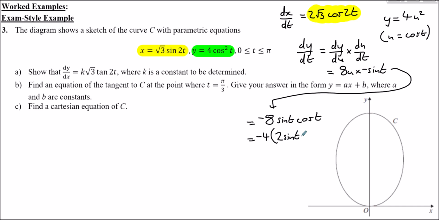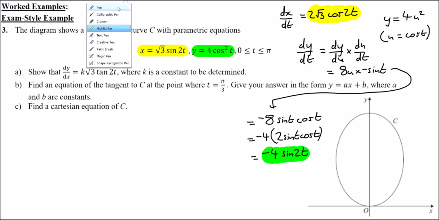And like I say, if we remember our double angle formulae, we know that 2 sine t cos t is the same as sine 2t. So we have minus 4 lots of sine 2t. And so, in other words, if y is 4 cos squared t, then dy by dt will give us minus 4 sine 2t. So now for part A, we've got the ingredients to actually work out what dy by dx is.